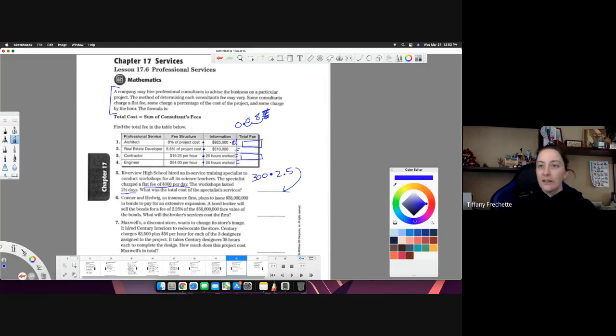So next one, we have Connor and Hedwig, an insurance firm plans to issue $58,000 in bonds to pay for an extensive expansion. A broker will sell the bonds for a fee of 2.25% of the 58, I think I said 58,000, 58 million face value of the bonds. What will the broker service fee services cost the firm? So this is a percentage of the total. Same thing we did in this first one. We're just going to take our total, 58 million, and we're going to multiply by 2.25%.